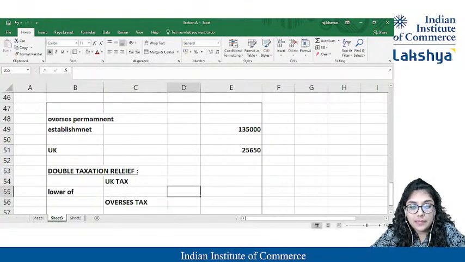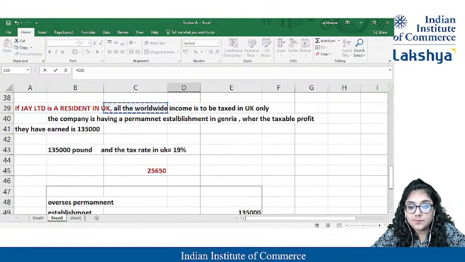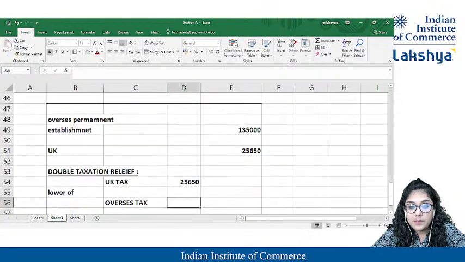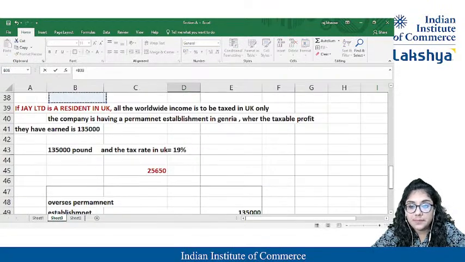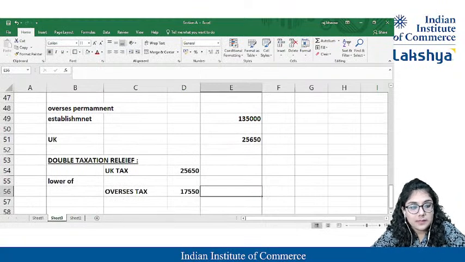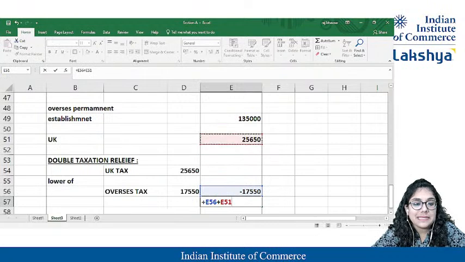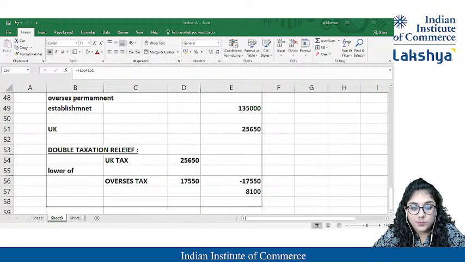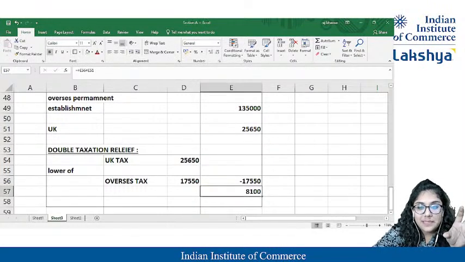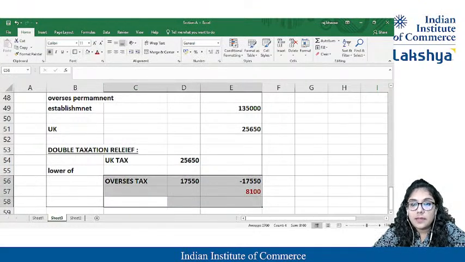Students, what is lower, guys? Over here it's 25,650. And over here, overseas tax is 17,000 something. So that much I can get the credit, isn't it? So what is lower? 17,550 is lower, isn't it? If I'm just taking the difference, I'm getting 8,100. So now this 8,100 is nothing other than something which I need to pay in UK. That's all. I hope you understood this.